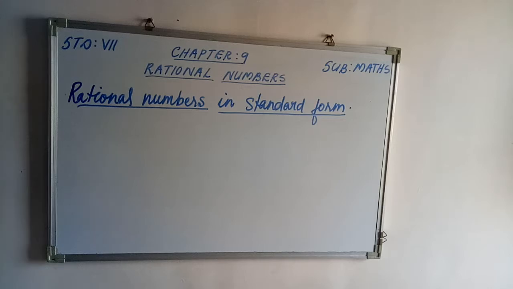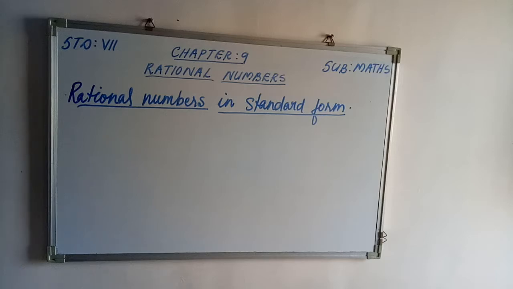Now, rational numbers in standard form. When can a rational number be said to be in its standard form? A rational number is said to be in the standard form if its denominator is a positive integer and the numerator and denominator have no common factors other than 1. So what are the conditions? The denominator should be positive and the numerator and denominator have no common factor other than 1. Then we can say that the given rational number is in its standard form.